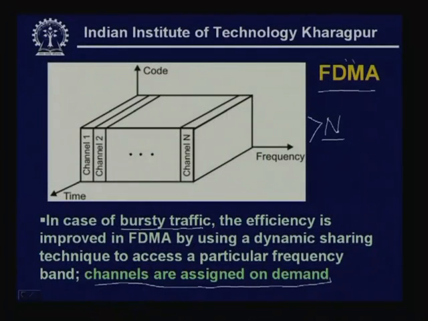So, that is the difference between frequency division multiplexing and frequency division multiple access. In case of frequency division multiple access, as we have seen, each channel can be used by different users based on the assignment done on demand. So, this is your frequency division multiple access.